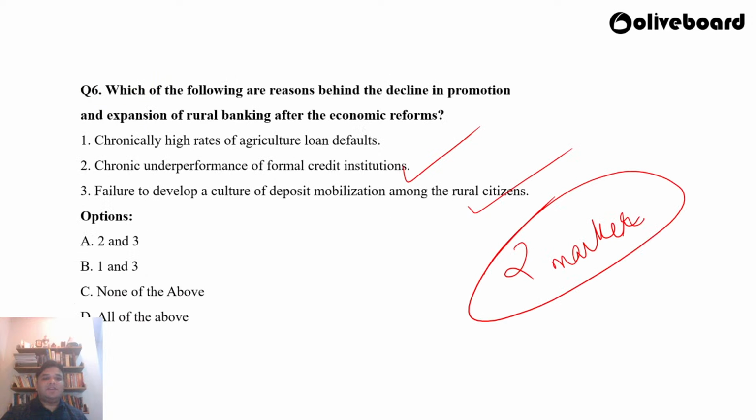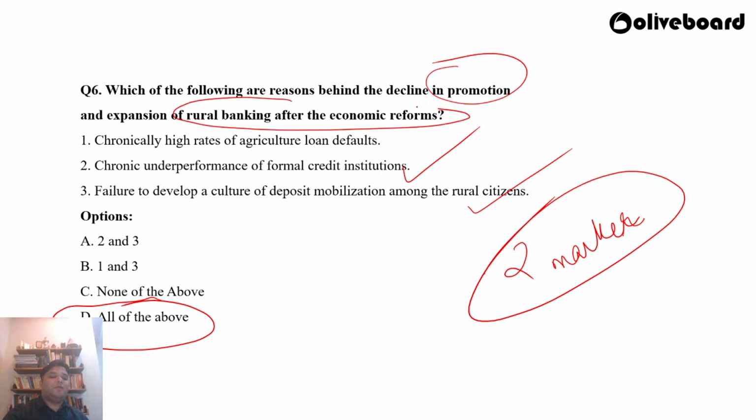So the correct answer is D, all of the above. These are all the reasons behind the decline in promotion and expansion of rural banking after economic reforms. Chronically high rates of agricultural loan defaults. Loan defaults became very frequent, right? Loan default means you have taken a loan but you are not paying back on it. Because of that, in the agricultural sector, many people were not paying back, right? That led to the decline in promotion and expansion of rural banking.